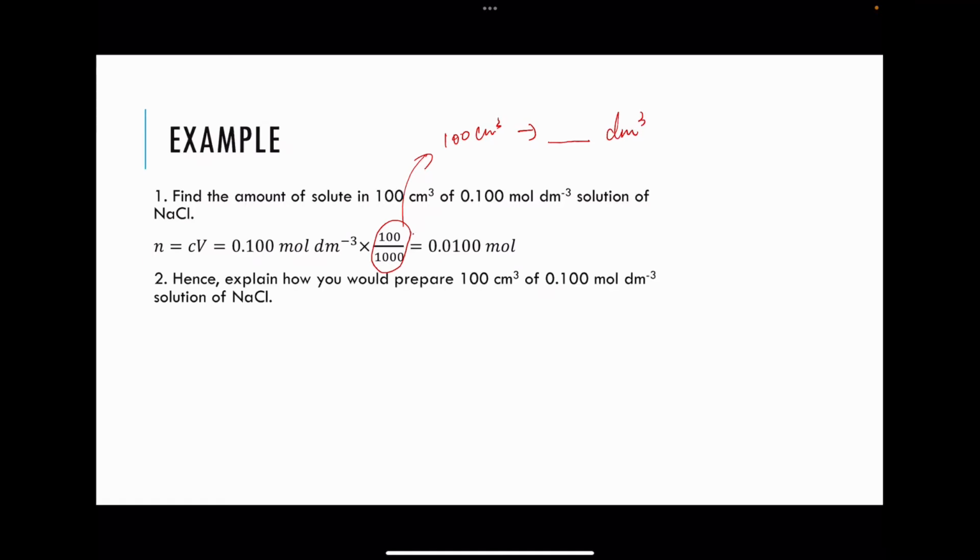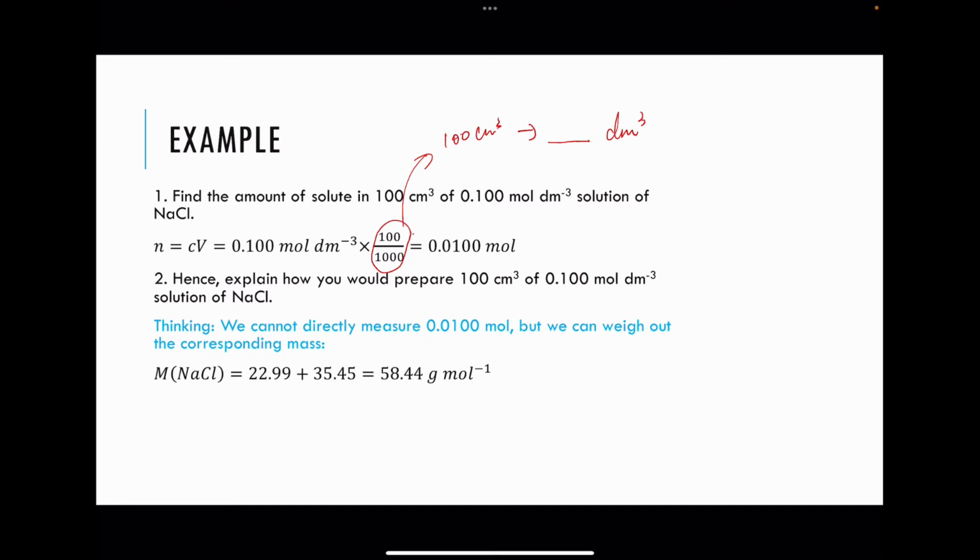Now, here's the second part of the question. Hence, explain how you would prepare 100 centimeter cubed of 0.1 molar concentration of sodium chloride. If you remember when we talked about molar mass, we said that we cannot directly measure 0.01 mole, but we can weigh out the corresponding mass.